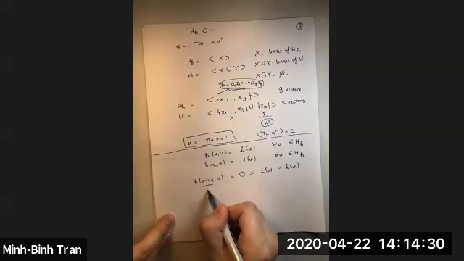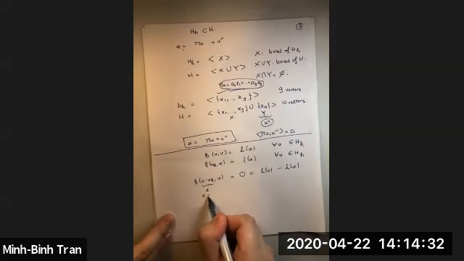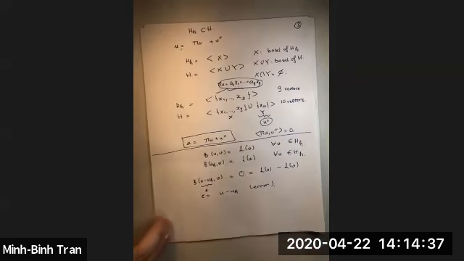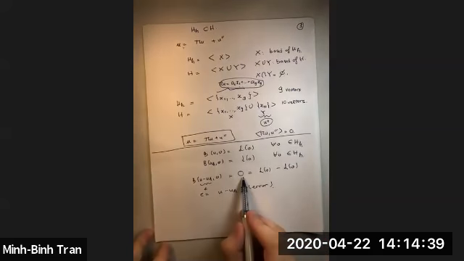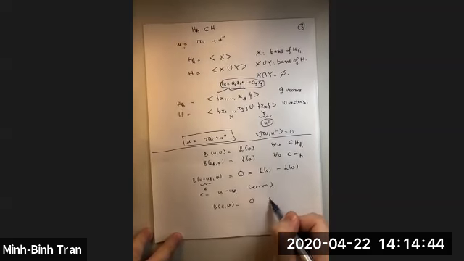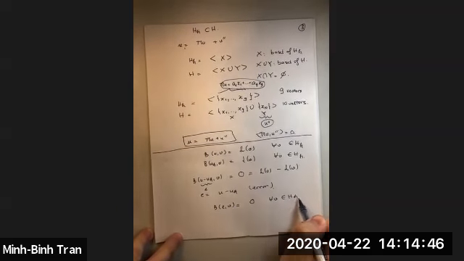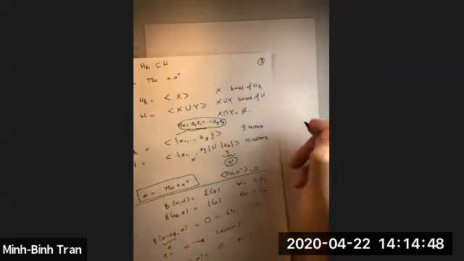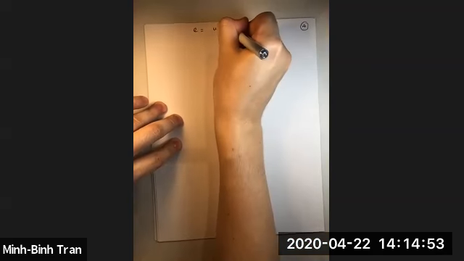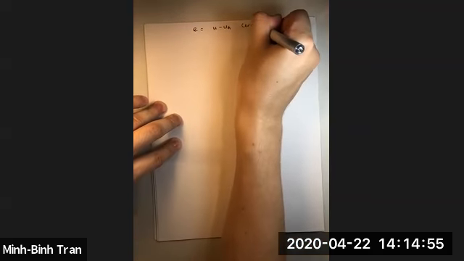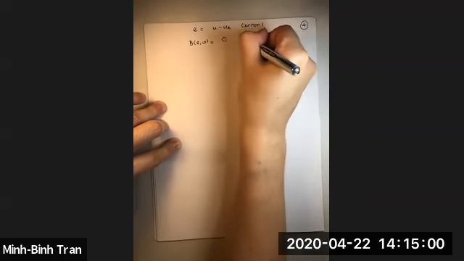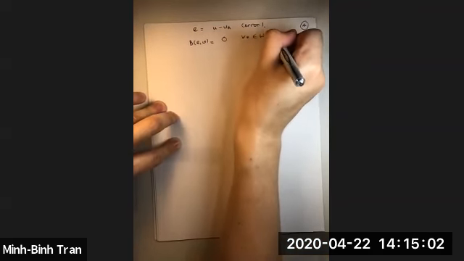So now I call this the error. So this is e. e will be u minus u_h, which means that this is the error. And we know that B(e, v) is going to be zero for all of the v in HS.